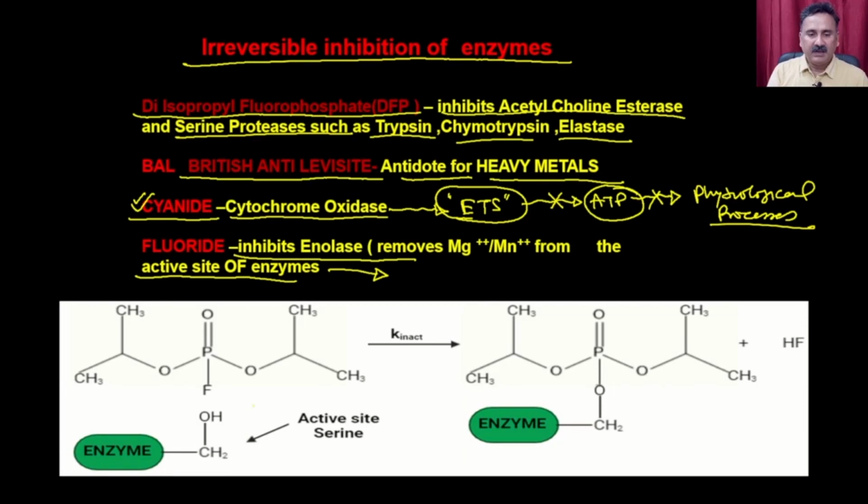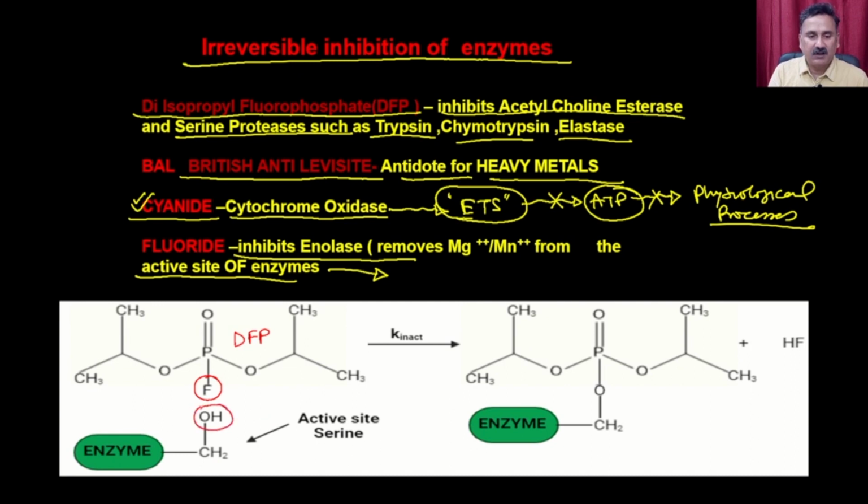So in a typical reaction, this is a reaction where we are discussing how DFP inhibits. This is diisopropyl fluorophosphate, and what you see here is the fluorine present on this phosphate. This is the DFP, and this is the enzyme which contains the active site serine, and it has a serine OH.